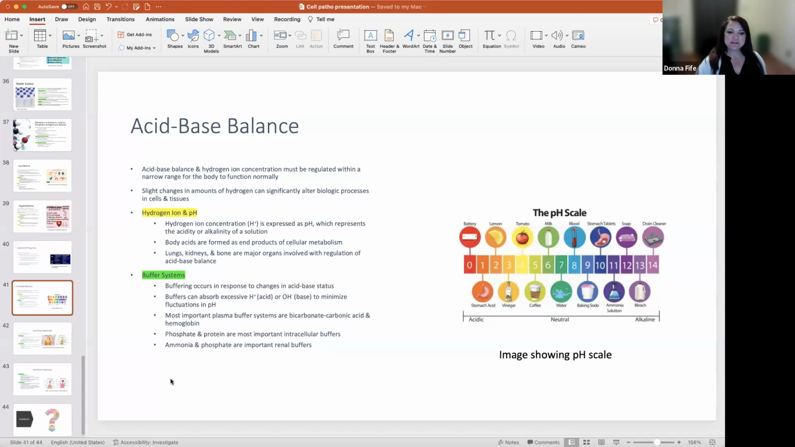We have buffering systems, and buffering occurs in response to changes in acid-base status. Buffers can absorb excess acid and base to minimize fluctuations in the pH. The most important plasma buffer systems are the bicarbonate and carbonic acid system and hemoglobin. Phosphate and protein are the most important intracellular buffers, and ammonia and phosphate are important renal buffers.